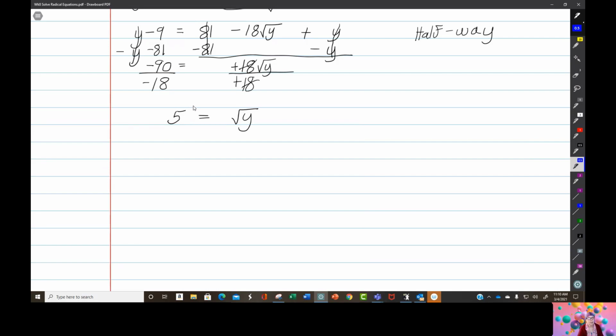We are all special. I'm going to square both sides of the equation now. I have to because I have a square root.